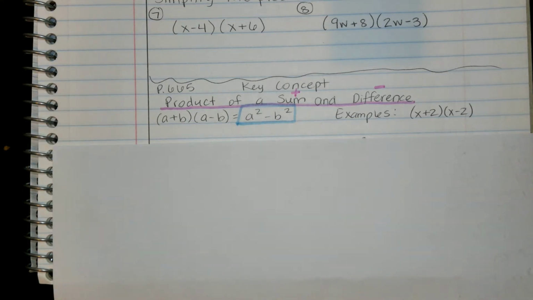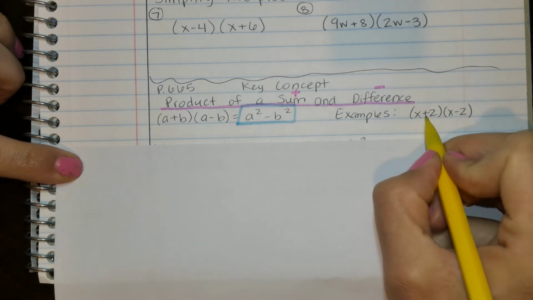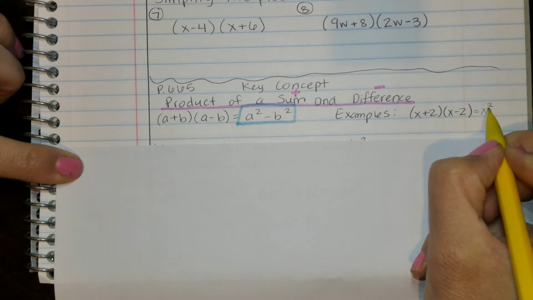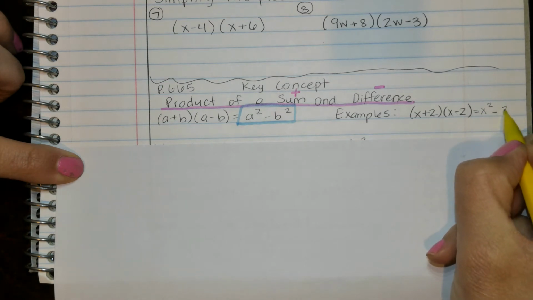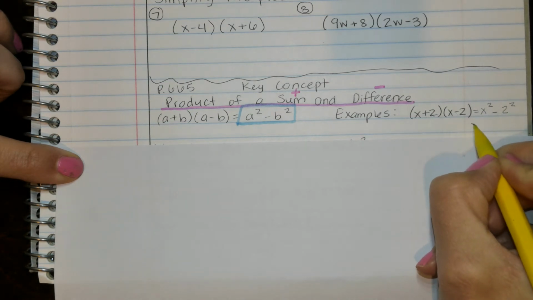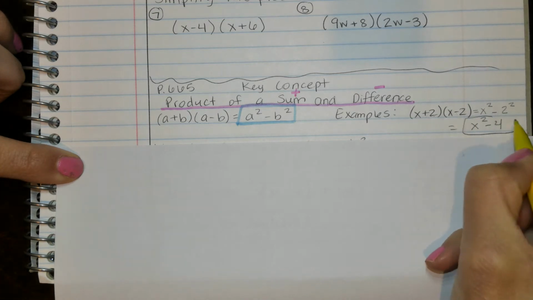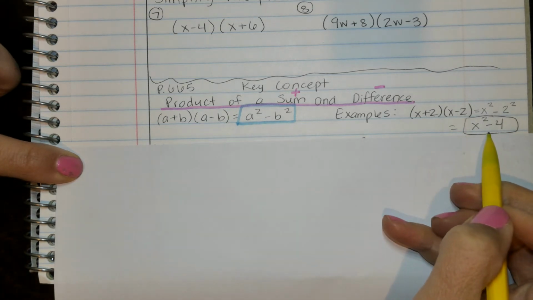So here is an example. If I move too quick, just pause and catch up and then continue. We've got our example, (x plus 2) times (x minus 2). One has a plus, one has a minus. It's going to be the first term squared, and it's always a minus sign in the middle, minus the second term squared, which is a 2, and then you square it. So that comes out to be x squared minus 4. The shortcut, a squared minus b squared, is very fast.